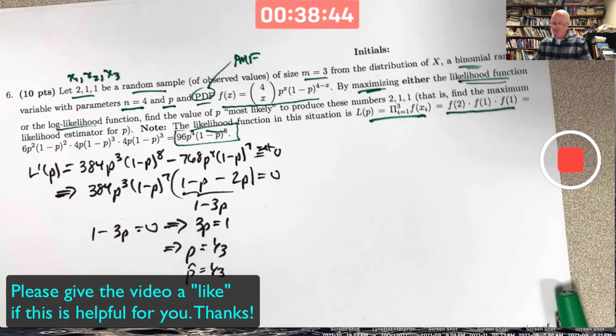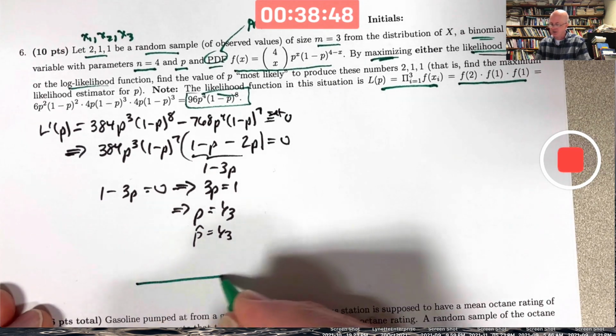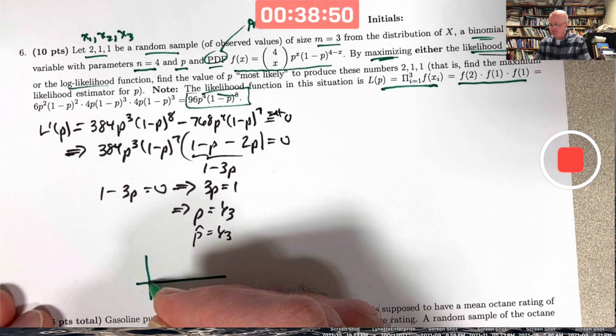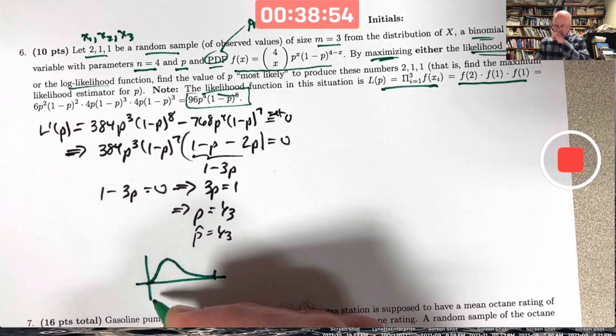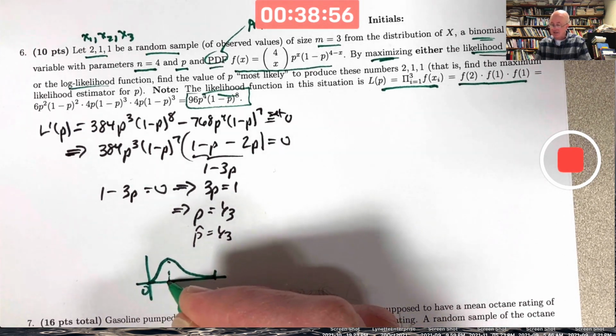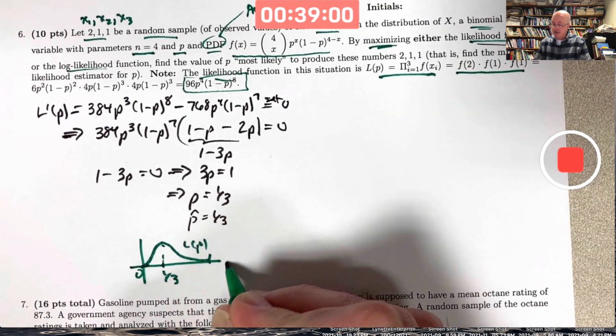Is it really a maximum? You could try using the second derivative test or the first derivative test. If you graph it, you'll see a graph that looks about like this. And it's maximized at 1/3. Okay, that's L of p as a function of p.